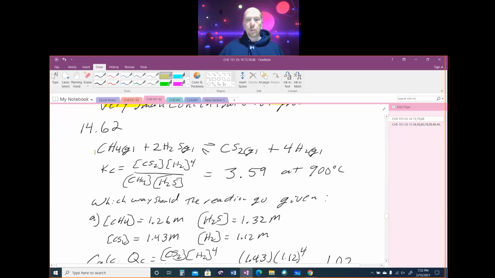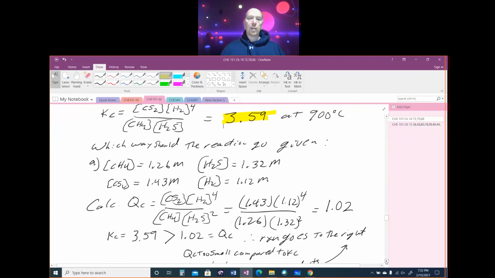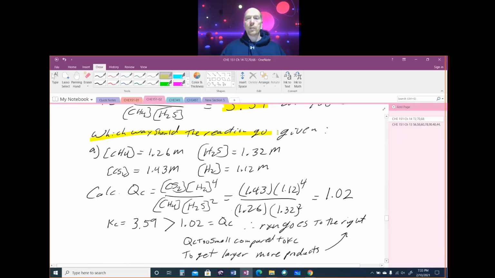In 1462, we have our reaction. Everything's a gas. We have our Kc set up. And so the Kc is given. It is 3.59. All right, so then they give us conditions and ask, is the reaction going to go to the right? Is it going to go to the left? Or is it at equilibrium? All right, so we need to find out which way the reaction will go. Well, we have to solve for Q. Q has the exact same expression as K, except these are non-equilibrium concentrations. All right, so you put in your CS2 at 1.43, you put in your H2, 1.12 raised to the fourth power. Do not forget to raise that to the fourth power.